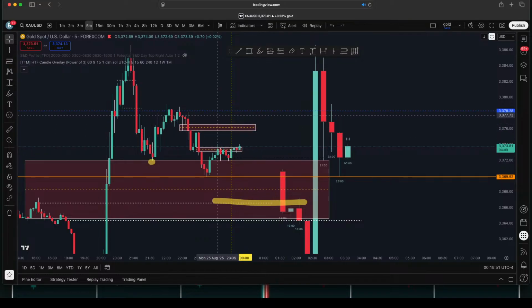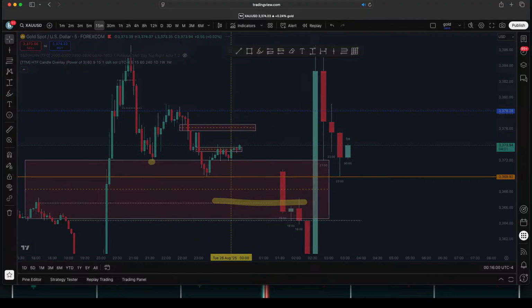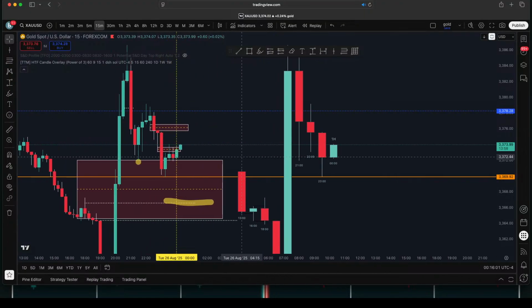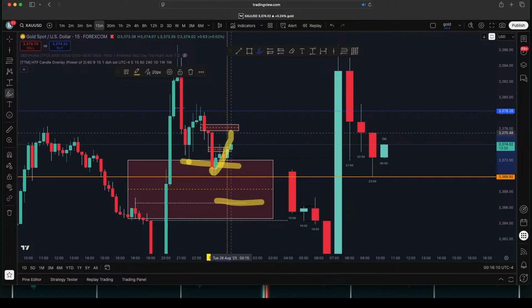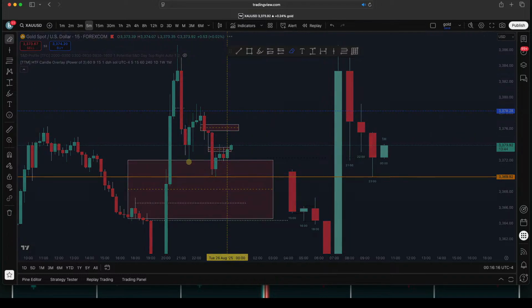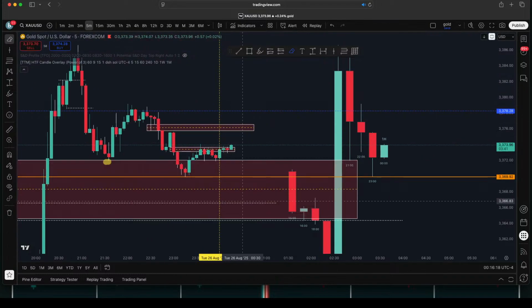But this is the thing, I'm kind of talking about that market structure shift idea. What happens is it closes below here, and then it usually targets the first one before coming back down. Because I think these levels are the levels that still need to be tapped.